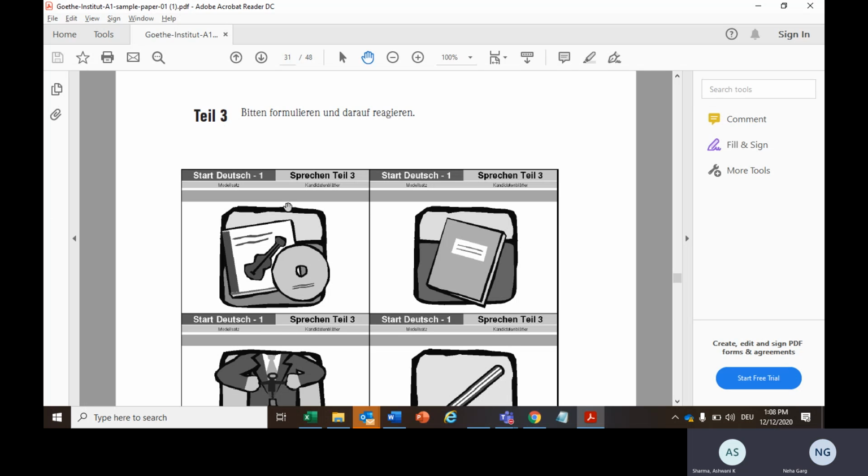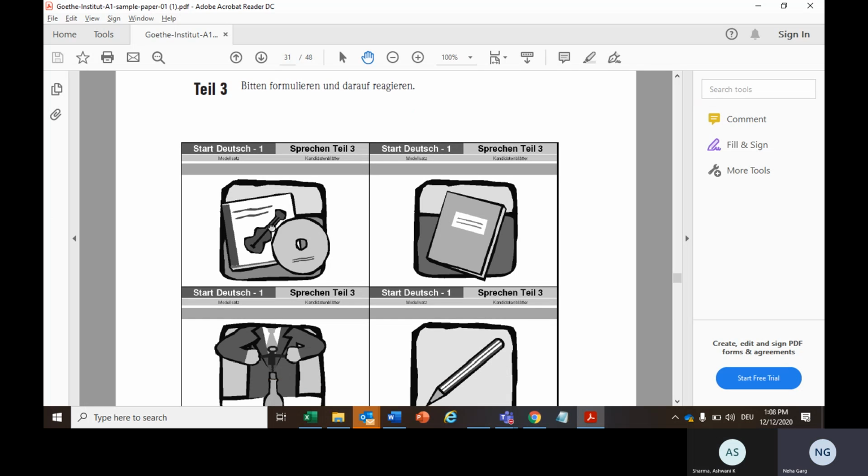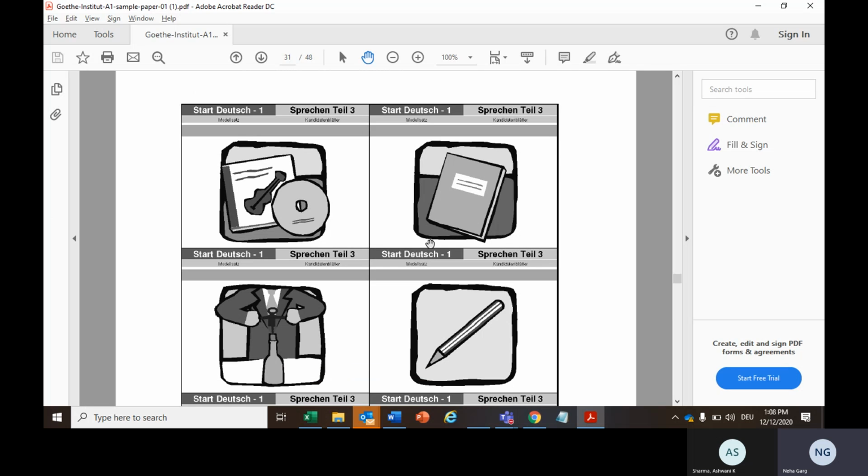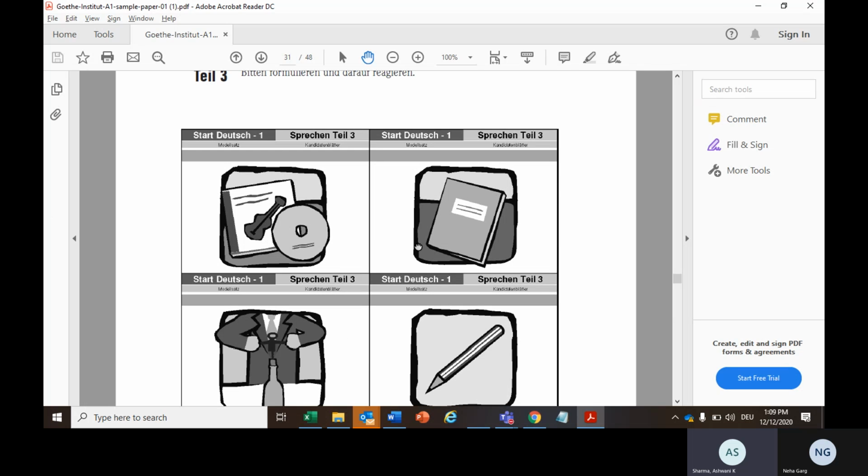Now do it like this: you will make one sentence and I will react, and then I will make one sentence and you will react. So for the first one, bitte geben Sie mir das. Say day, not CD. Das. Okay. Here bitte.